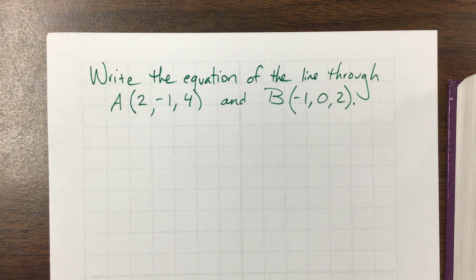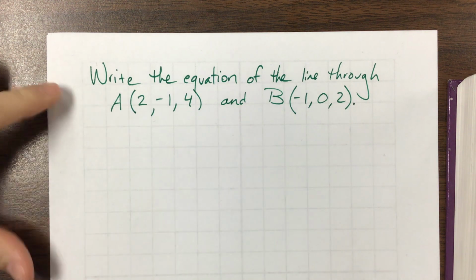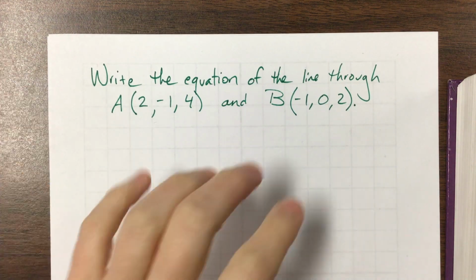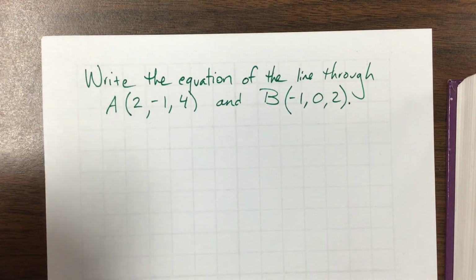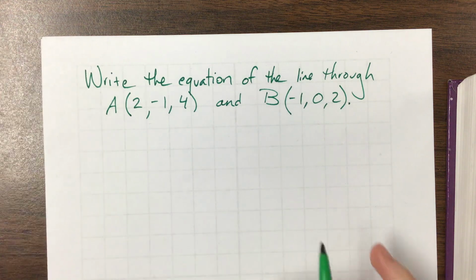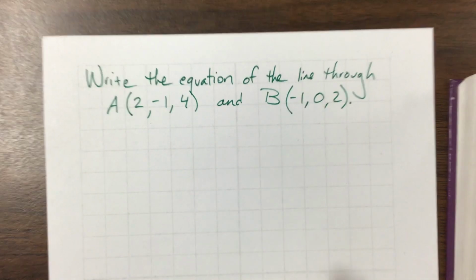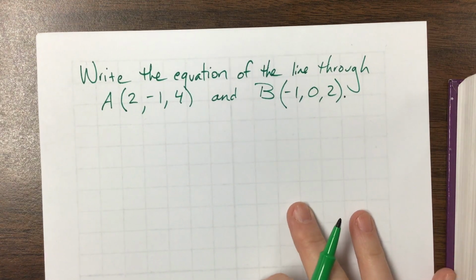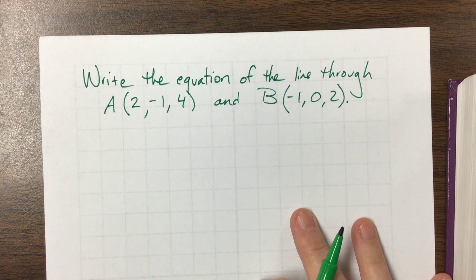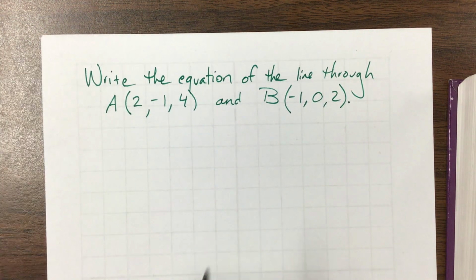All right, in this video, we are going to introduce the idea of writing the equation of a line in space. The goal of this problem is to write the equation of the line through these 2 points, A and B. This is an example in your book, but I'm going to start assuming that you know nothing. I'm going to start assuming you know algebra, but not how to do this in 3 dimensions.